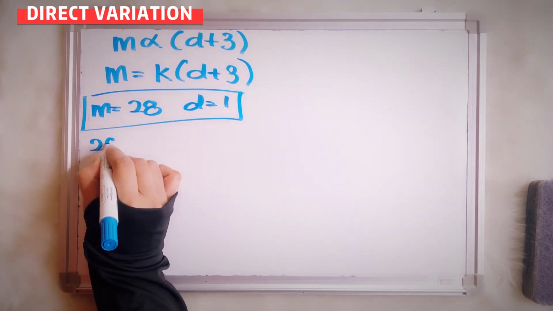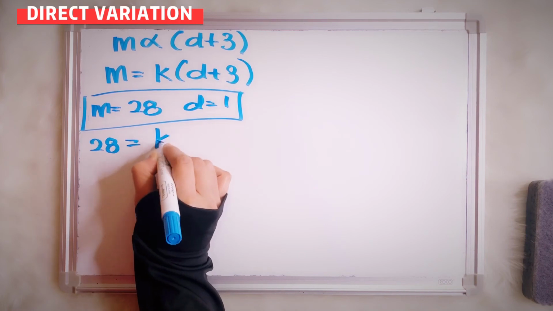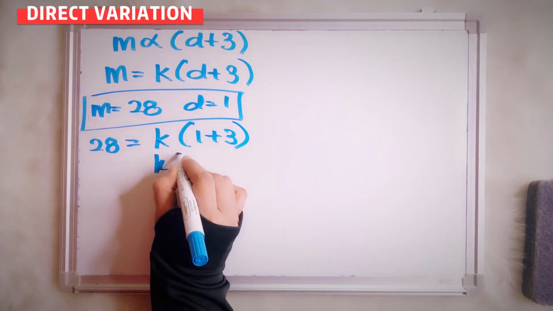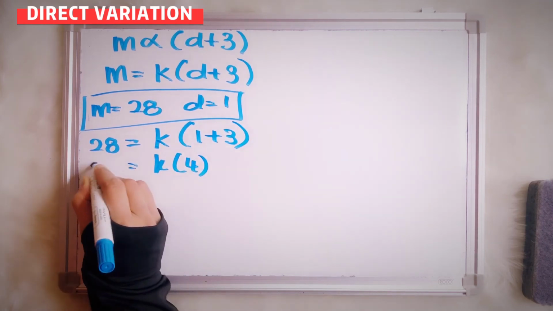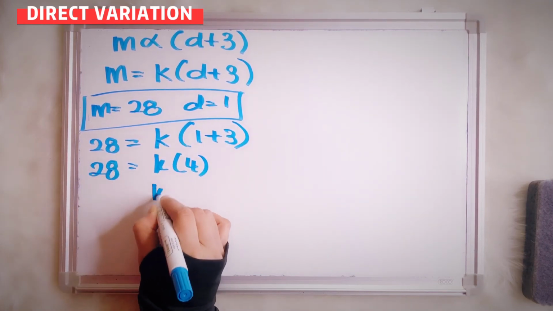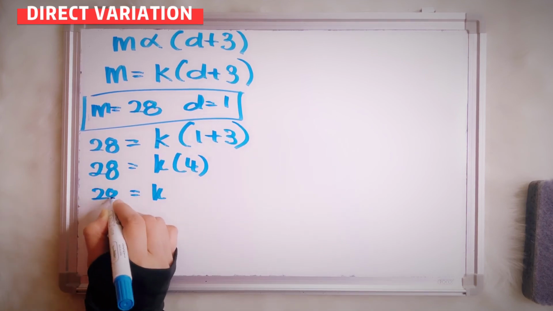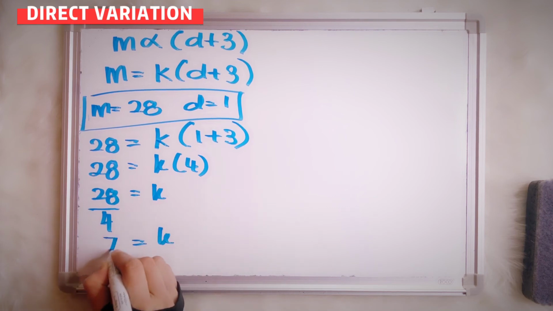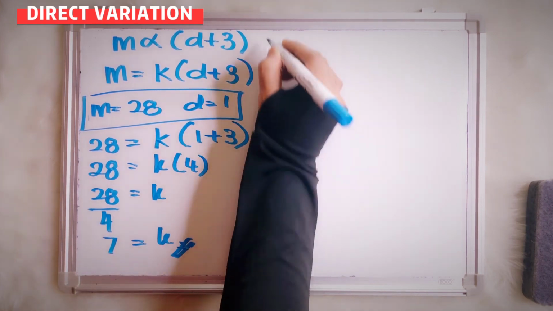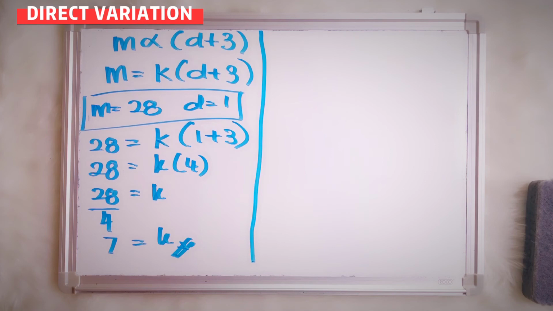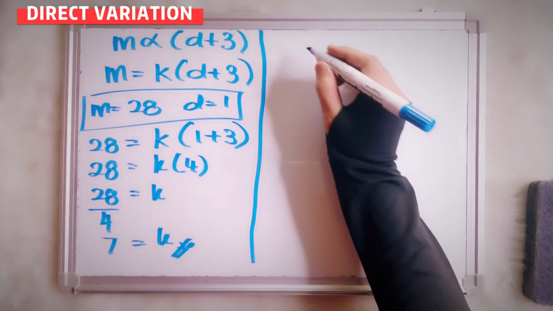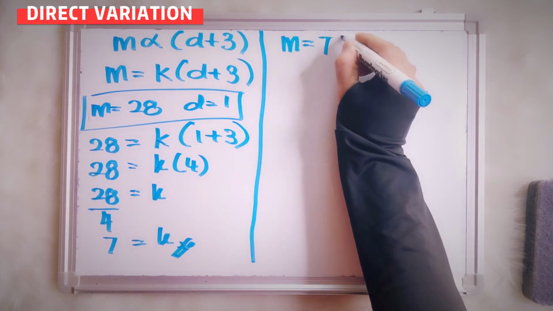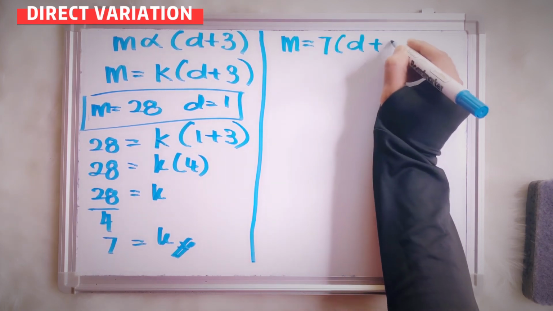So 28 equals k, so 1 plus 3. So here will be 4, right? So 28. So now your k will be 28 over 4. So you will have 7. Your k is 7, okay? Alright, now. So now new equation, m equals 7(d plus 3).